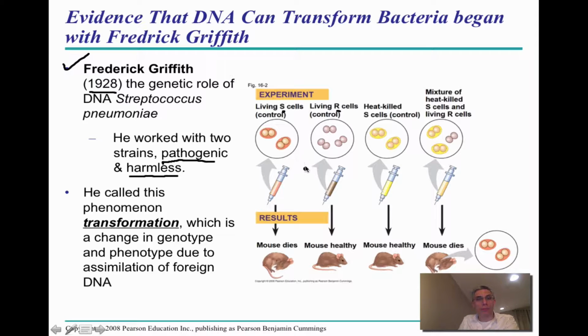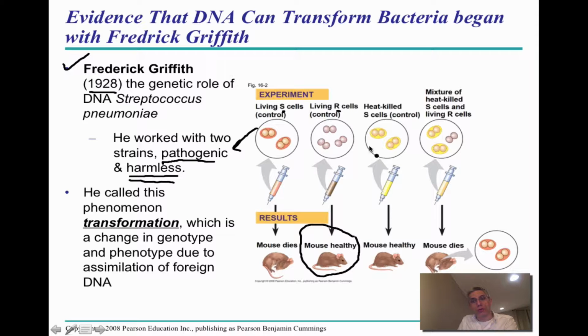To explain what these cells are doing to the mice down here towards the bottom, Griffith injected his first group of mice with the S cells. The S cells are the pathogenic cells, the deadly cells. He assumed that if you inject the mice with those cells, the mouse was going to die, and of course, that was the result at the end. His second group he injected with the R cells, the harmless cells, and of course, the mouse survived.